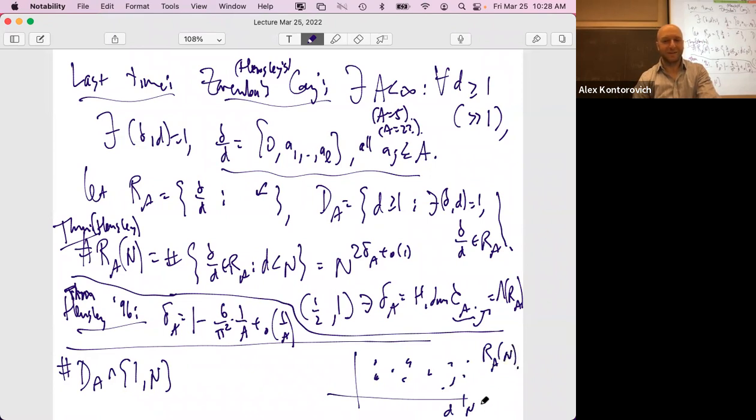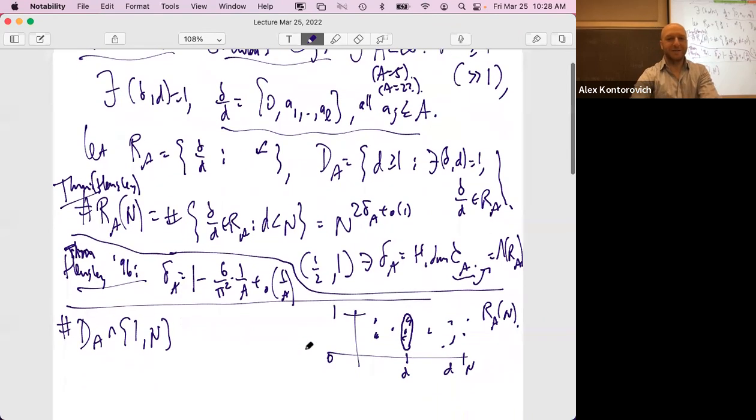So R_A is all the fractions from 0 to 1, but I plot them graded by the value of the denominator D. And so the question is, what can we say? How big can each fiber be?